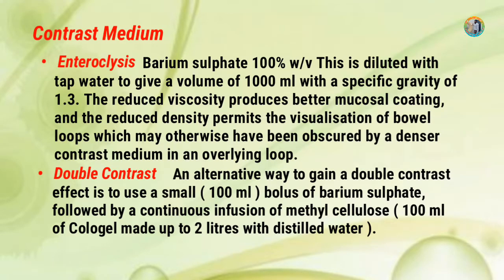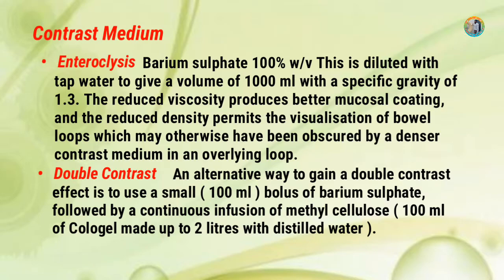Contrast medium: barium sulfate 100% w/v. This is diluted with tap water to give a volume of 1000 ml with a specific gravity of 1.3. The reduced viscosity produces better mucosal coating, and the reduced density permits the visualization of bowel loops which may otherwise have been obscured by a denser contrast medium in an overlying loop.